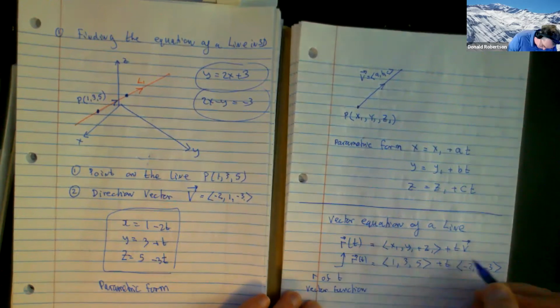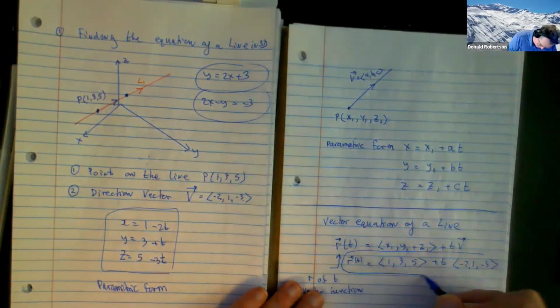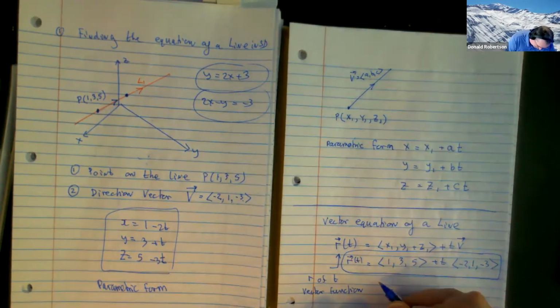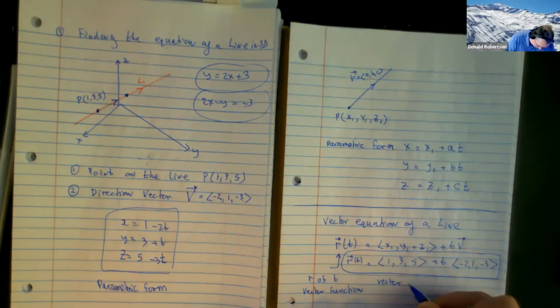And that's called the vector equation, the vector form of a straight line.